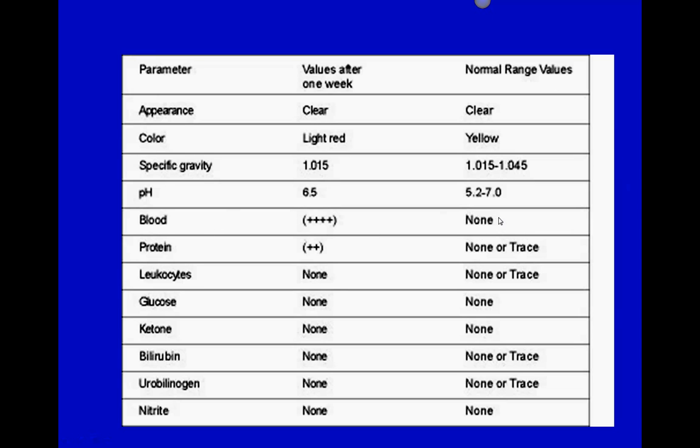Normally you should have no blood in your urine. You shouldn't have any protein in your urine. This person had 4+, and that's the maximum amount they're going to record here. 4 plus means there was a lot of blood. Well, that makes sense. Their urine was light red too.